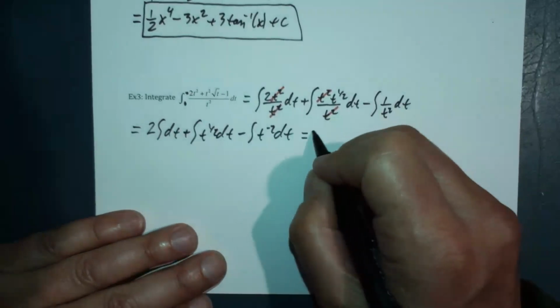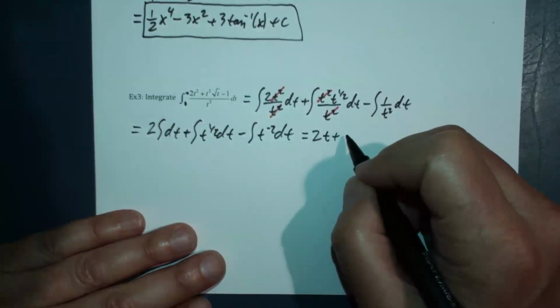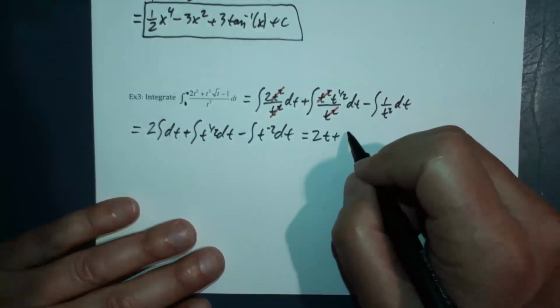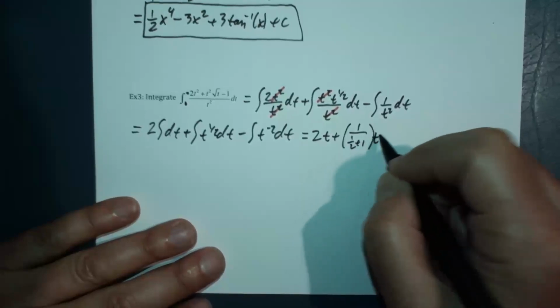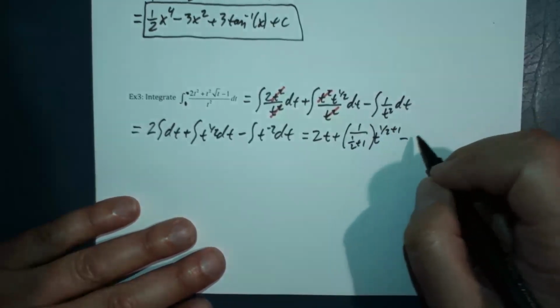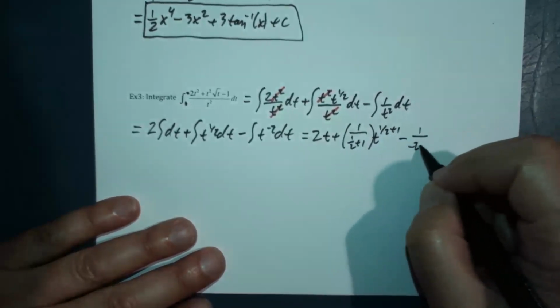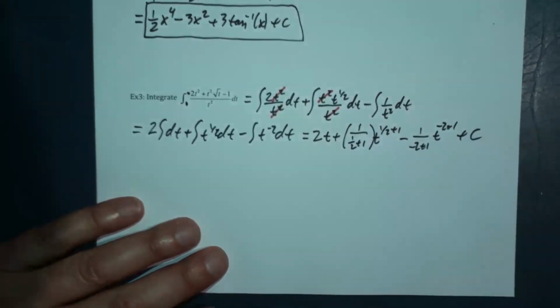I'm going to end up with 2t plus, this is going to be, I'll write this one out. This is going to be 1 over 1/2 plus 1, t to the 1/2 plus 1, minus 1 over -2 plus 1, t to the -2 plus 1, and of course plus c.